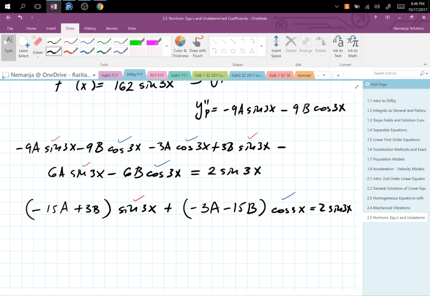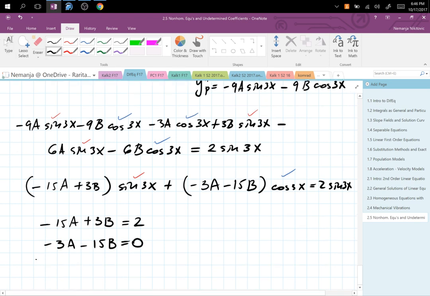Now we equate the coefficient of sine x with the coefficient of sine x. We are getting negative 15a plus 3b equals 2. And finally negative 3a minus 15b equals 0. Two equations, two unknowns. I'm going to use the method of substitution. If I divide the bottom equation by negative 3, I get a plus 5b equals 0. A is negative 5b. Plug in.